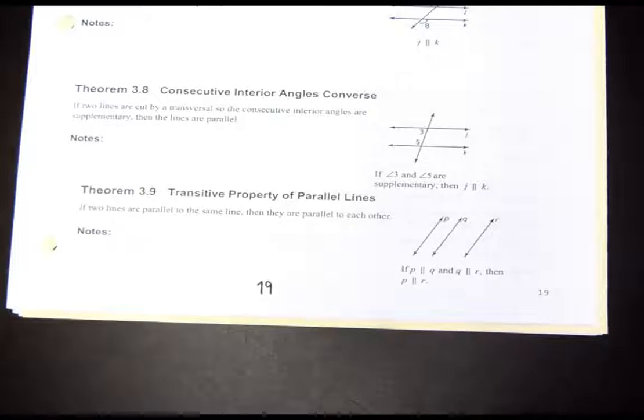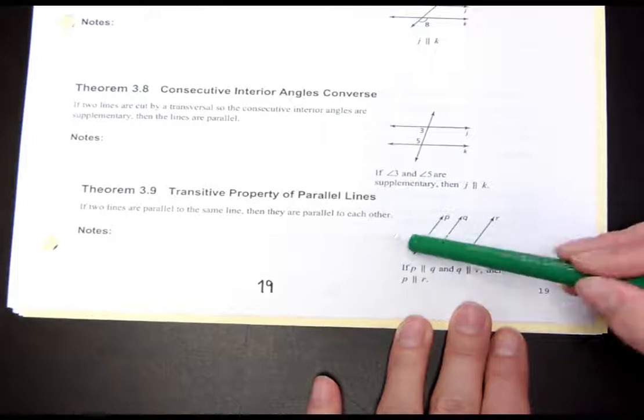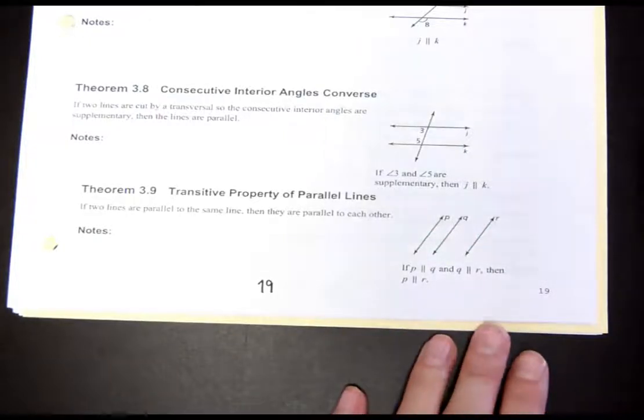Do you remember if we're on the coordinate plane, do parallel lines have the same slope or different slope? Same, right? So if these were on the coordinate plane, they would all have the same slope, so they all have to be parallel. Okay, next page.